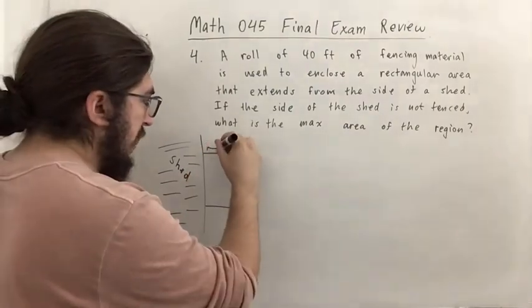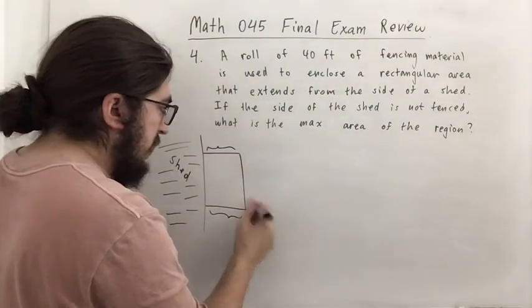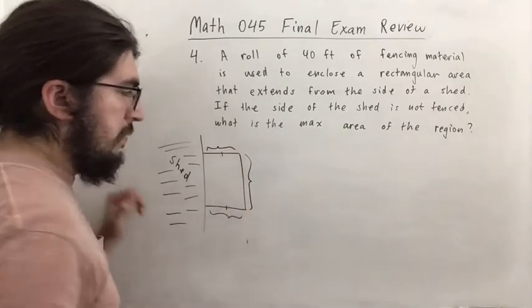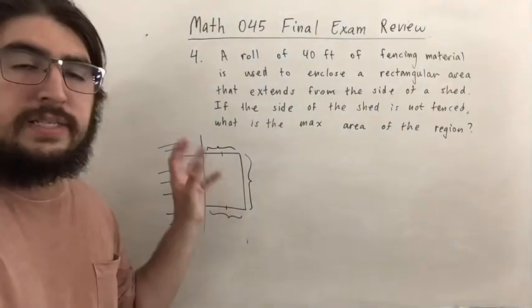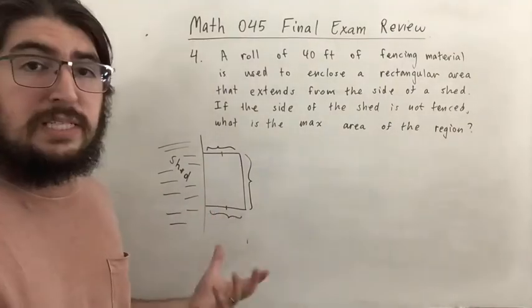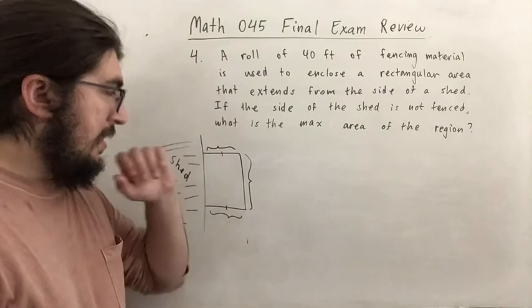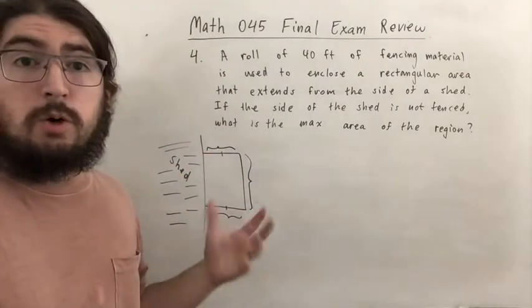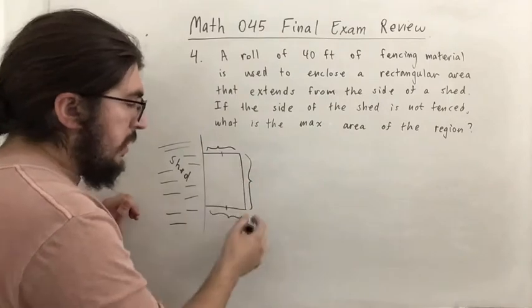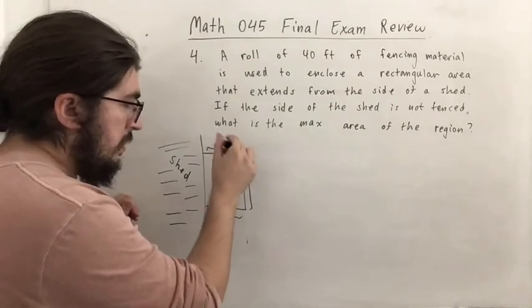So we have 3 lengths here, and it's a rectangular region. These two have to have the same length, and this is another length. You can call these things whatever you want, but since we're using the entire roll of the fencing material, the chicken wire, then in total it adds up to 40 feet. So whatever you want to call these 3 lengths, they add up to 40.